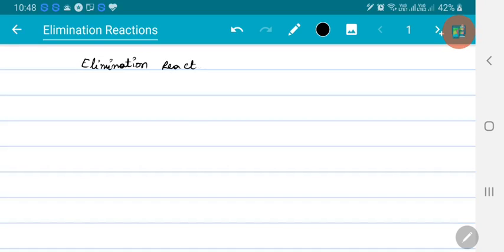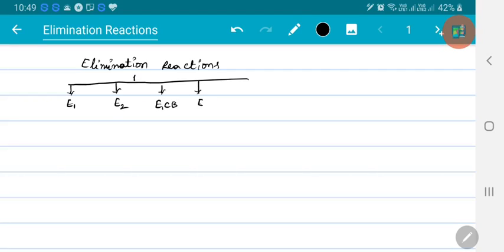Basically, elimination reactions are classified as E1, E2, E1CB, EI, and some other types of elimination such as alpha elimination, beta elimination. Of course, E1, E2, E1CB are sort of beta elimination, gamma elimination, etc. So let us start our discussion with E1 elimination reactions.